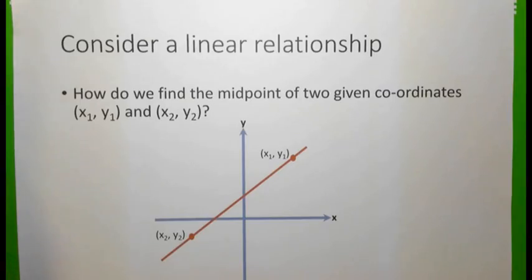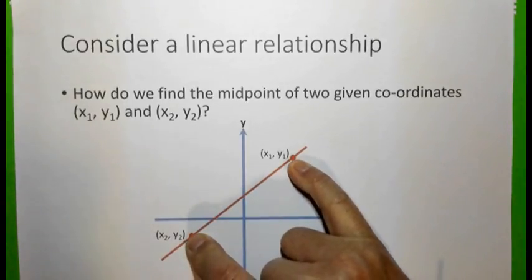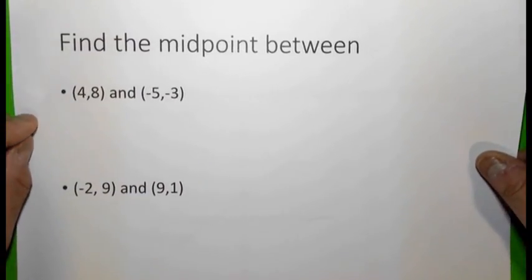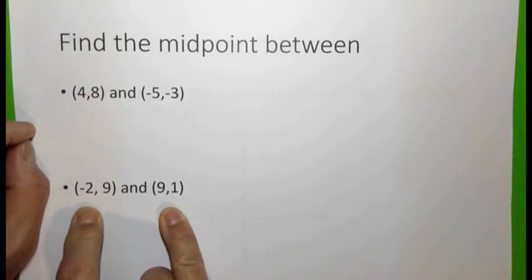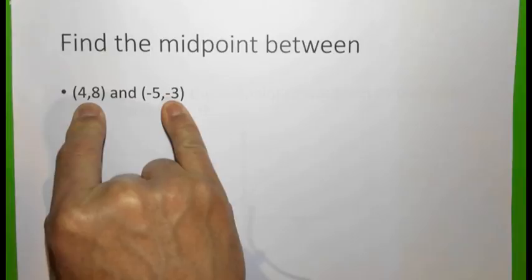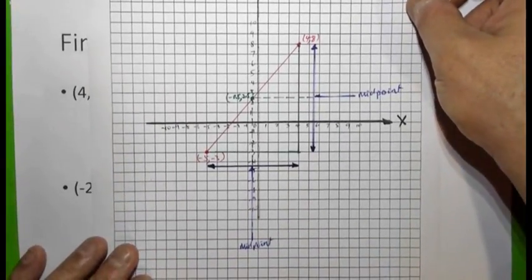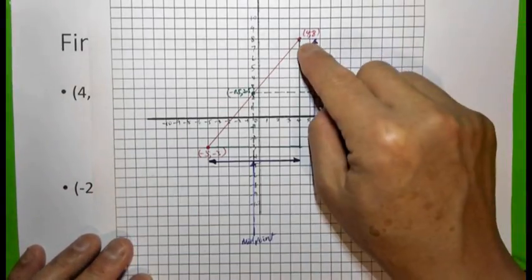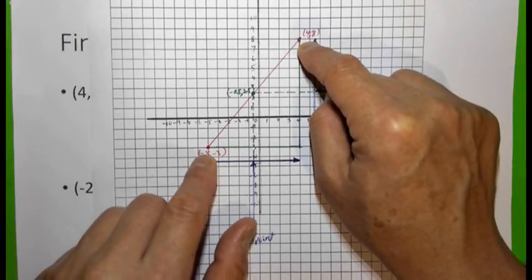Look at the linear relationship again. How do we find the midpoint of two given coordinates? It is easier if I show you with some examples. Let's find the midpoint between these two coordinates and then these two coordinates. What we do is let's first plot them on a graph. Now, the first point, 4, 8 is there, and second point, minus 5, minus 3 is here.